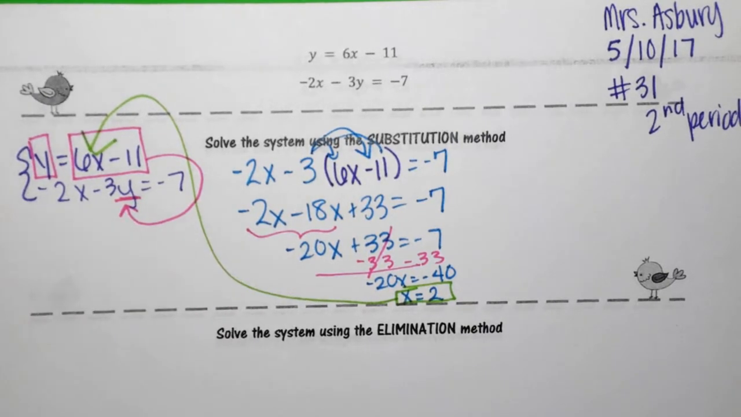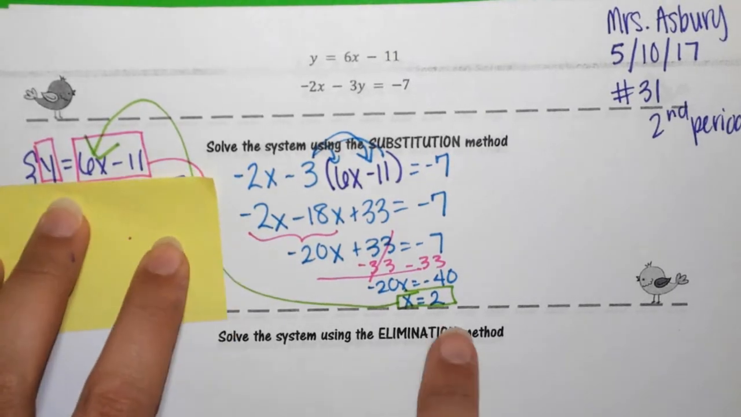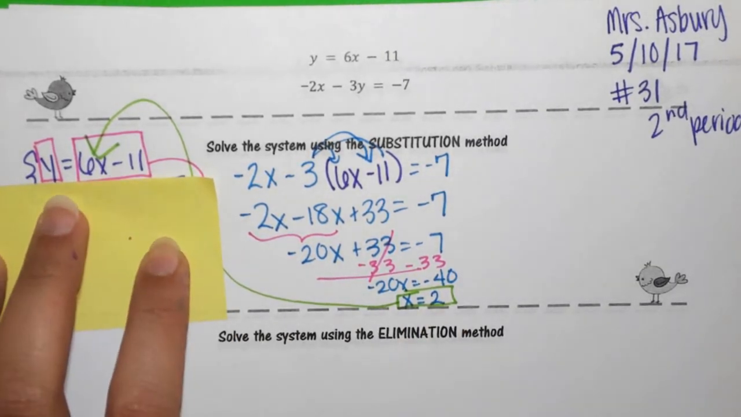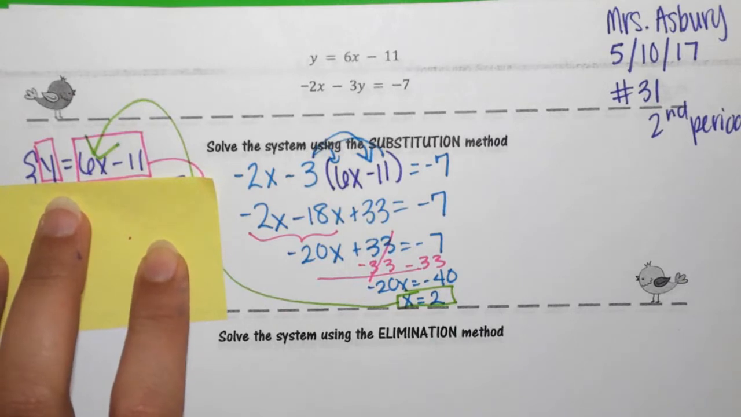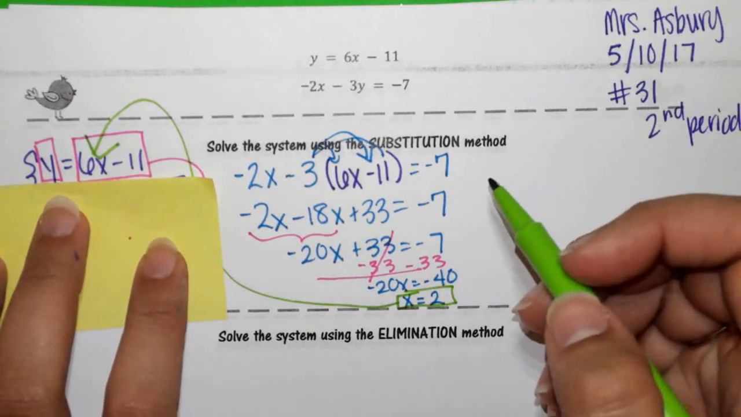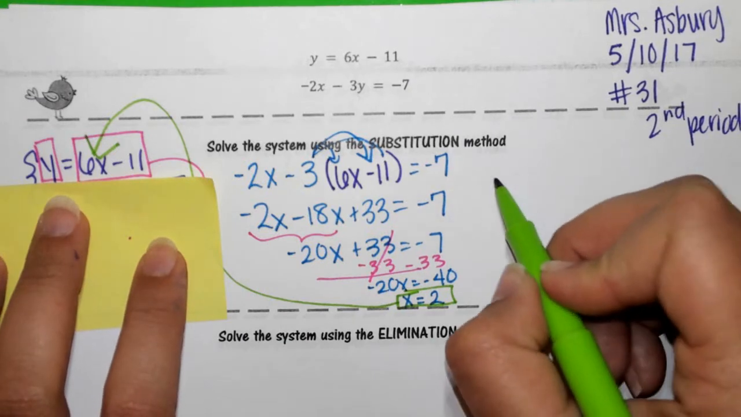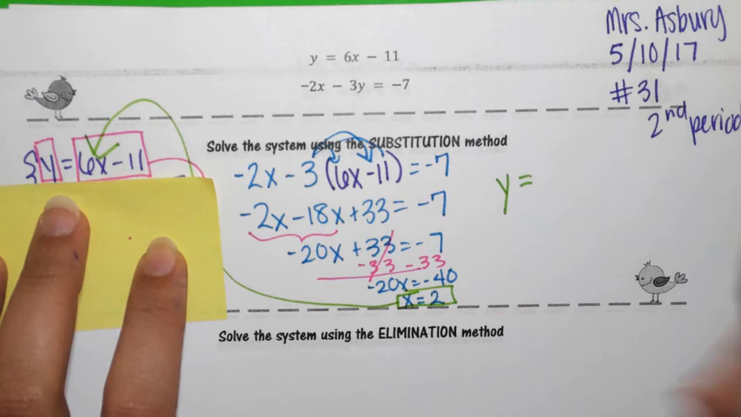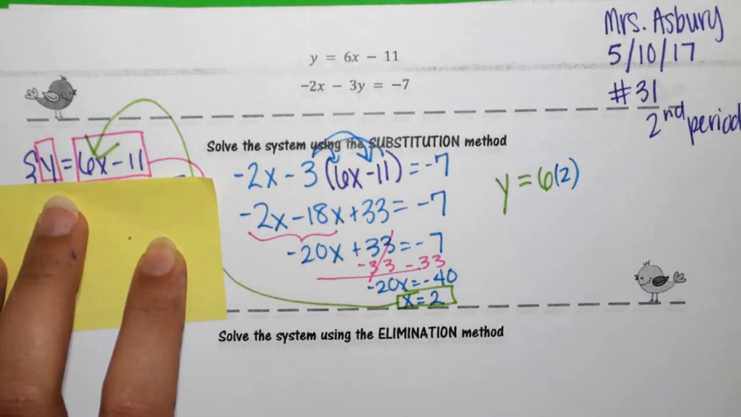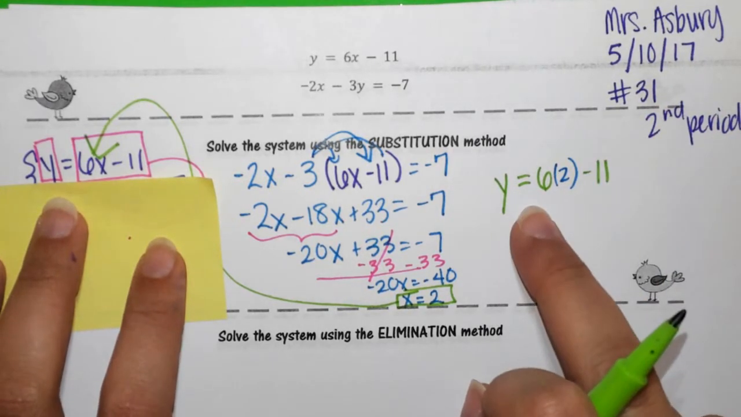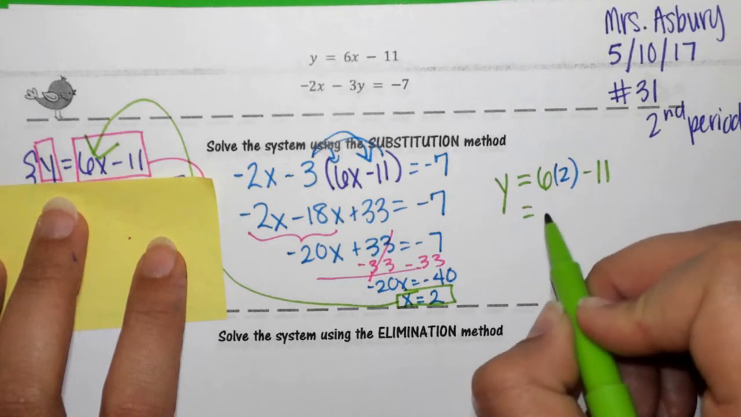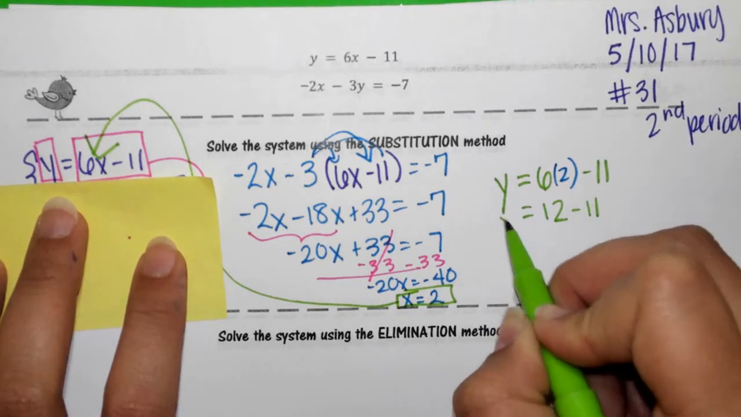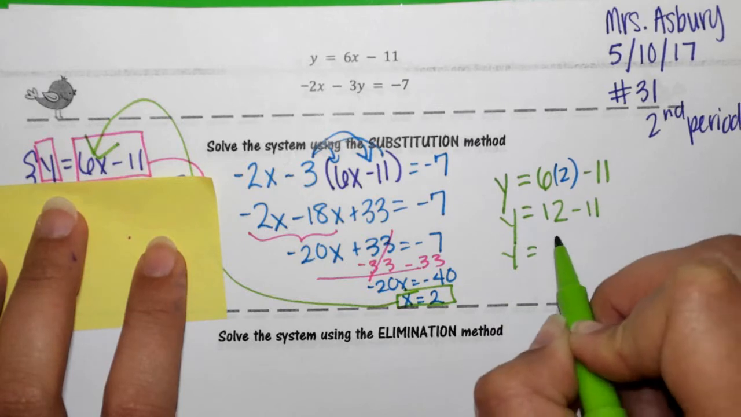Alright, now, let's cover this bottom one up. And we're going to plug in 2 for x. So, Reggie, can you start me off? I want you to tell me how to write it. Y equals 6 times 2 minus 11. Alright, Bronson, tell me what to do next. So y equals 12 minus 11. And then y equals 1.